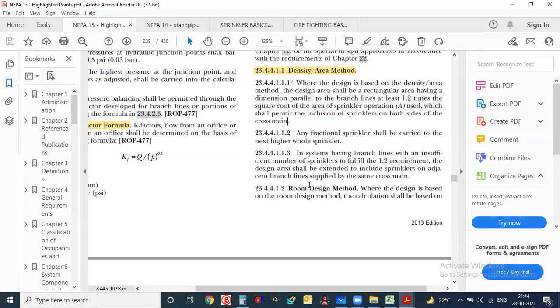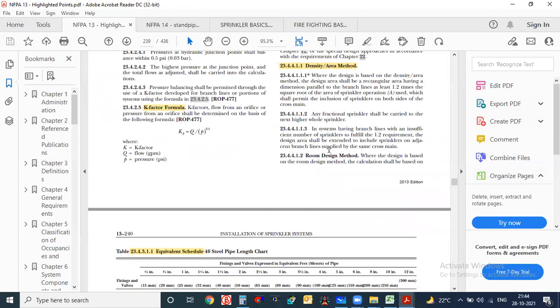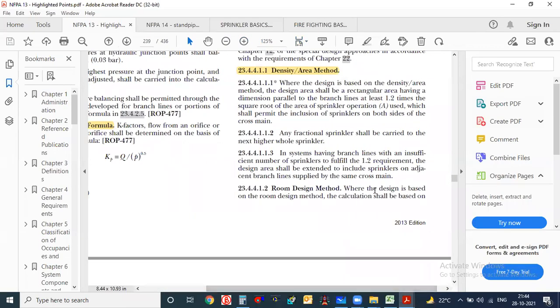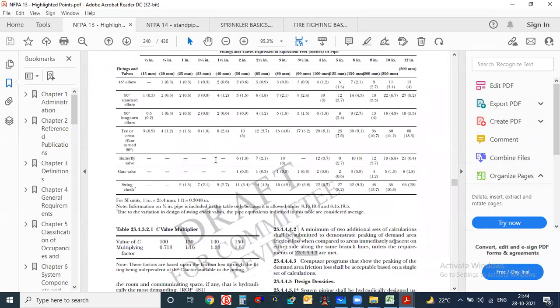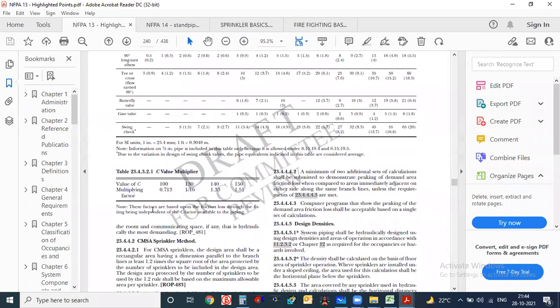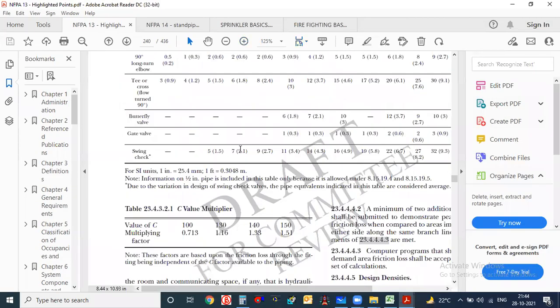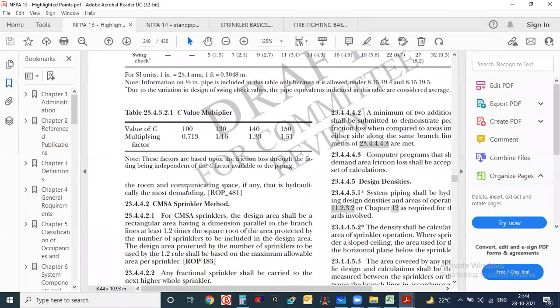One method is given as room design method also. I don't know what is the use of this room design method. Let us see. Some things are written here. Where the design is based on the room design method, the calculation shall be based on the room and communication space, if any, that is hydraulically the most demanding. So maybe this is used for the demand or supply. Everything is like we are going for the supply mode only. So maybe for the demanding mode, but nothing is given about this procedure, about this room method.